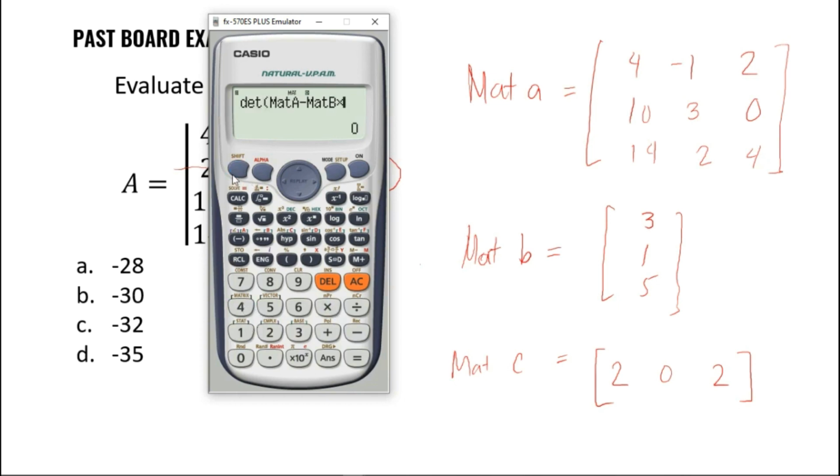So, shift muna tayo guys. So, shift matrix then matrix C. So, ito yung i-input natin. Determinant of matrix A minus matrix B times matrix C. So, equals natin guys. So, this is negative 28.